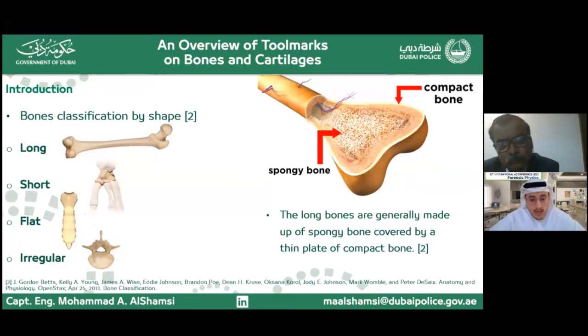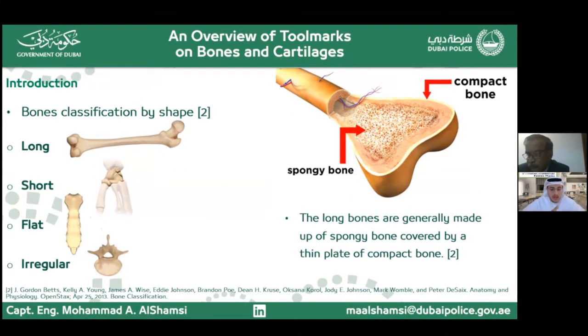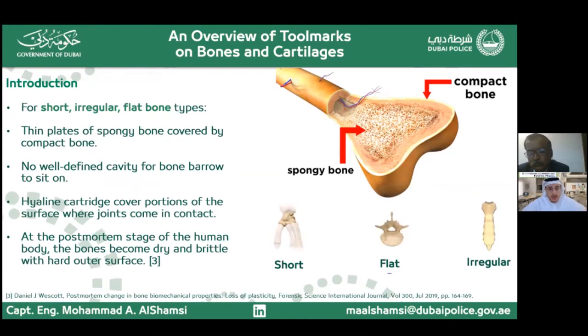But as Toolmarks examiners, this is similar to a piece of cable wire, where sometimes you would look at the plastic cover of that cable in order to determine whether Toolmarks are actually sufficient or not in that wire. So most viable or valid tool marks are usually on the compact bone side. However, short, irregular, and flat bone types are generally thin plates of spongy bone. So there is not a lot of spongy bone covered with compact bone, such as the ribs, etc.